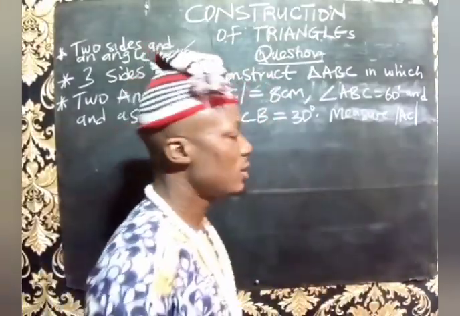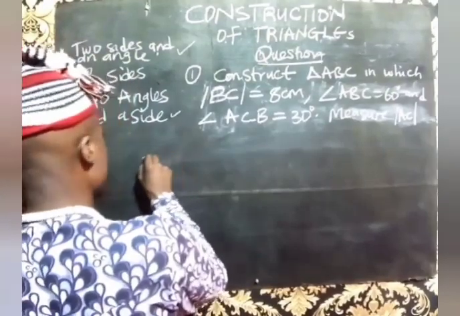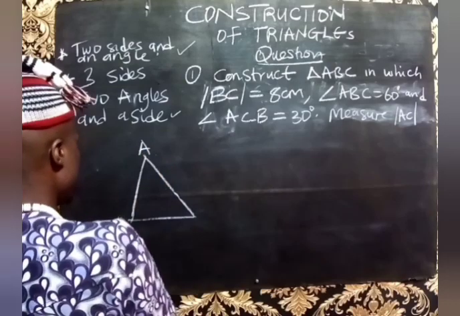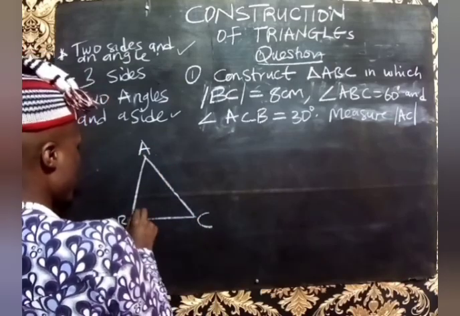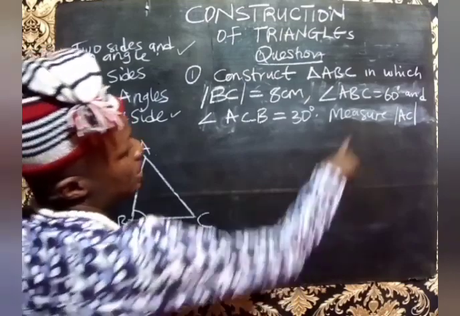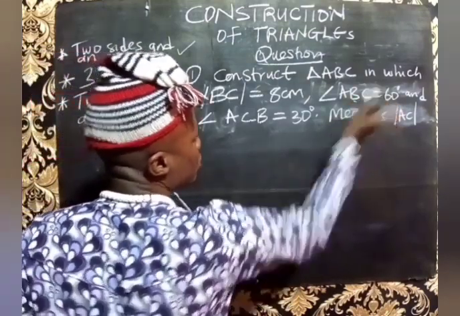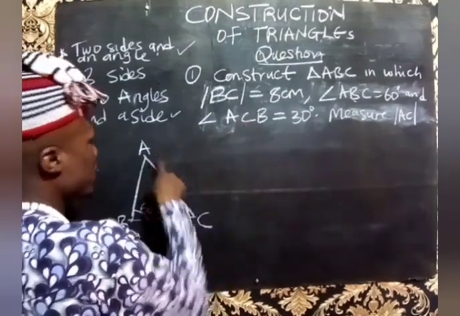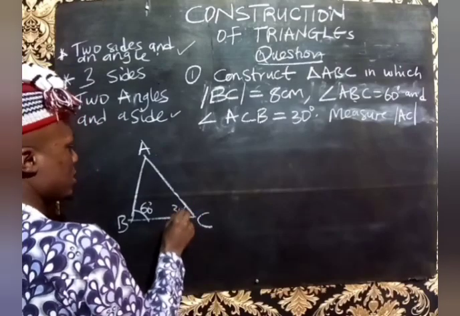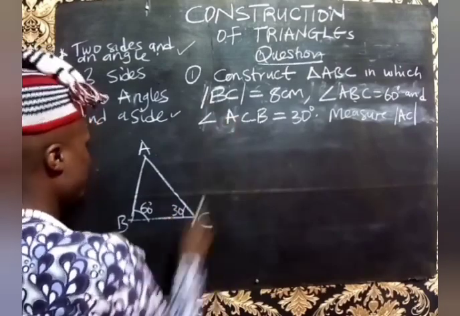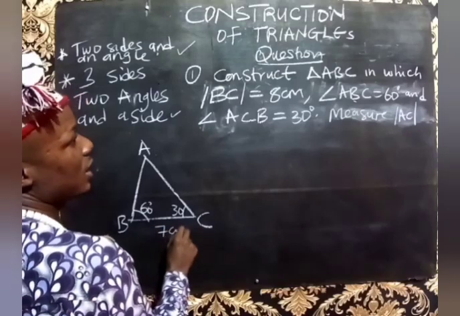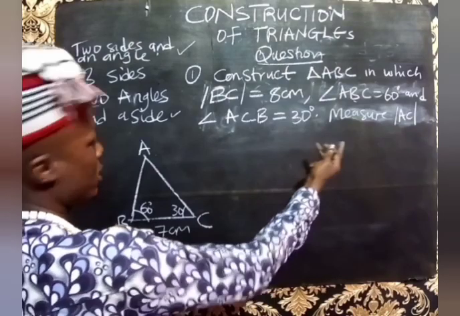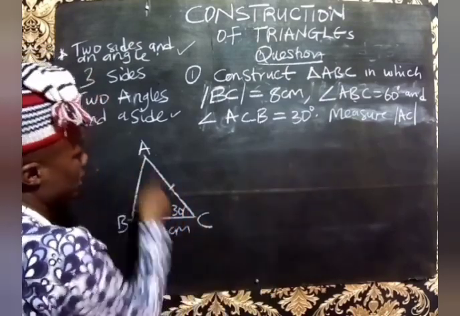Before we do that, as usual, let us make a rough. Okay, so this is just a rough. They say triangle A, B, and C, where the angle at B, the central angle being talked about, is 60 degrees. The angle at C, that's ACB, is 30 degrees. And line BC, the base, is 7 cm. Okay, so we are asked to measure AC. So this is the side we want to measure, line AC.